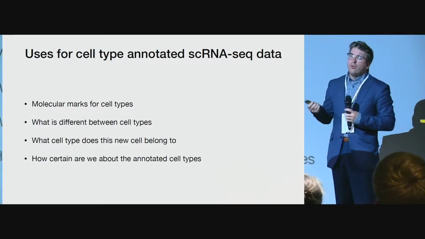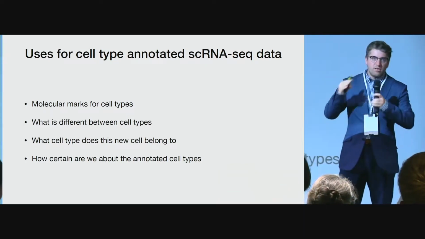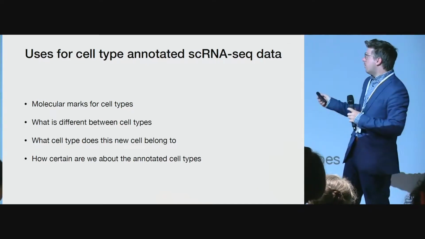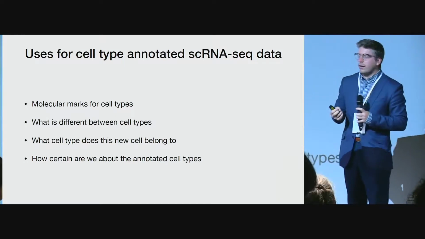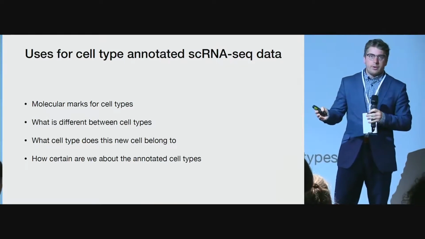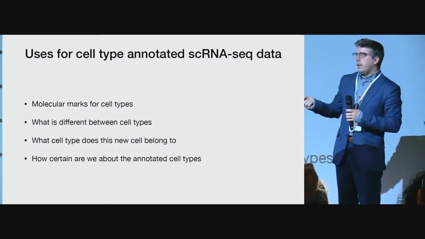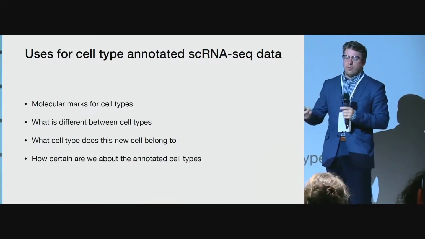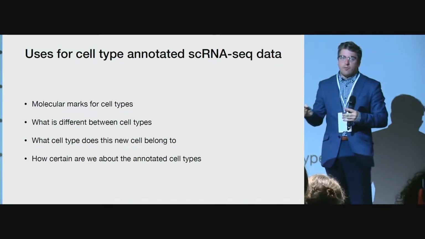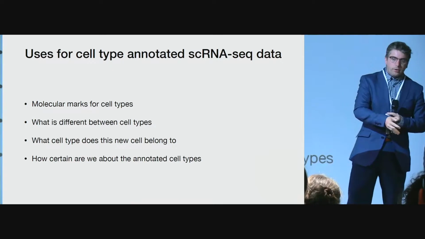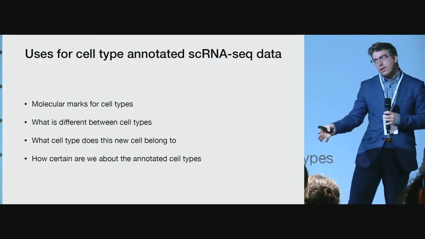Why would you want to have cell types in general? What's the point of taking a bunch of cells and segmenting them into types? There are many reasons. If you can look for molecular marks for cell types, it means that you can isolate them, and then do other experiments to see what they're doing. Or you can see what's different between one cell type and another. Is this cell doing something in particular that this one is not doing, or does this cell have a capability that this one does not have?